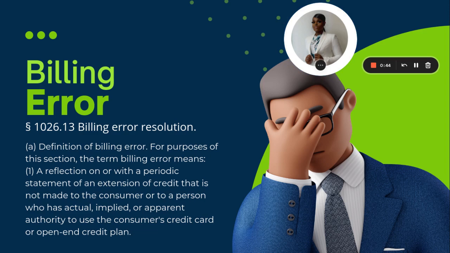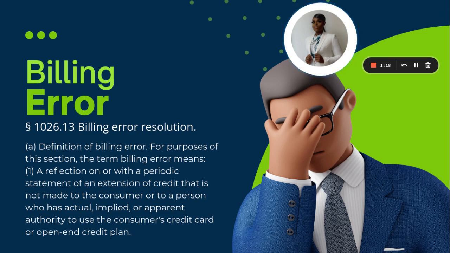Now, this is the definition of a billing error. And with a billing error, you are going to be bringing this billing error dispute under TILA. The law is 12 CFR 1026.13, and this is going to be the billing error resolution dispute law. This is what you're going to be using to pull out all of the necessary laws applicable to you and then executing your dispute using this one law and this one law only. So we're going to go ahead and get into it.